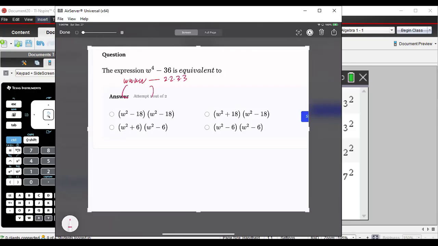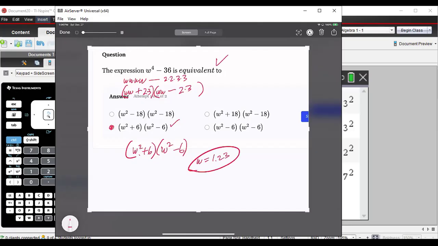So that means we're going to do the two parentheses. We're going to have 2 W's here, 2 W's here. We're going to have a plus and a minus. We're going to have a 2 here, a 2 here, and a 3 here, and a 3 here. So our final answer is going to be W squared plus 6 and W squared minus 6, which is this one right here. So that's our answer. Now, you should check it, store a number into W, type this into your calculator.